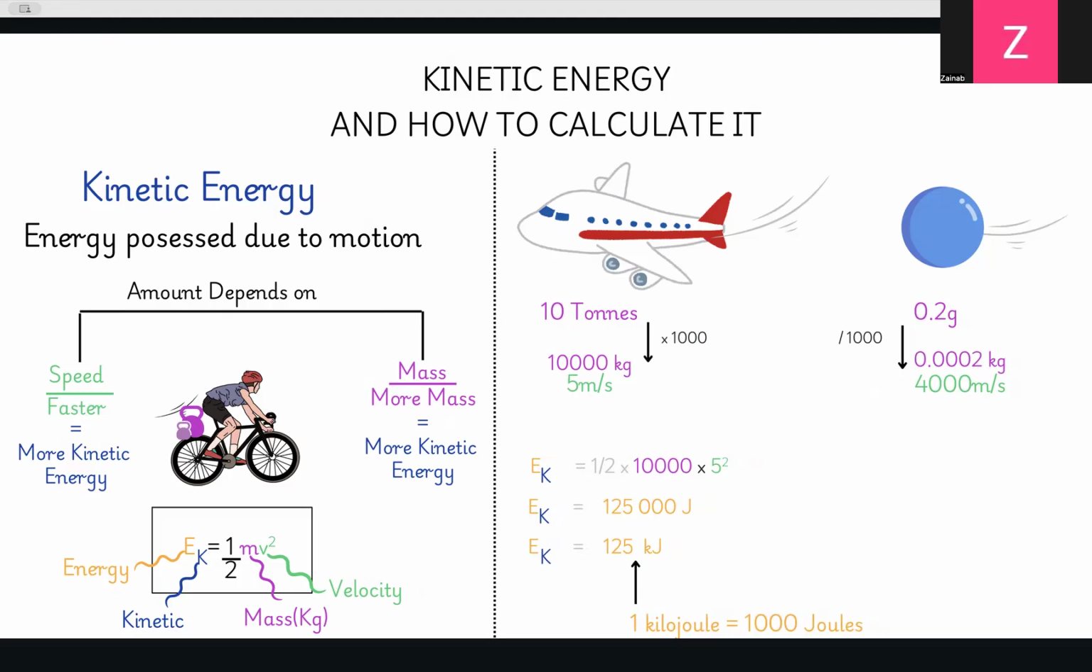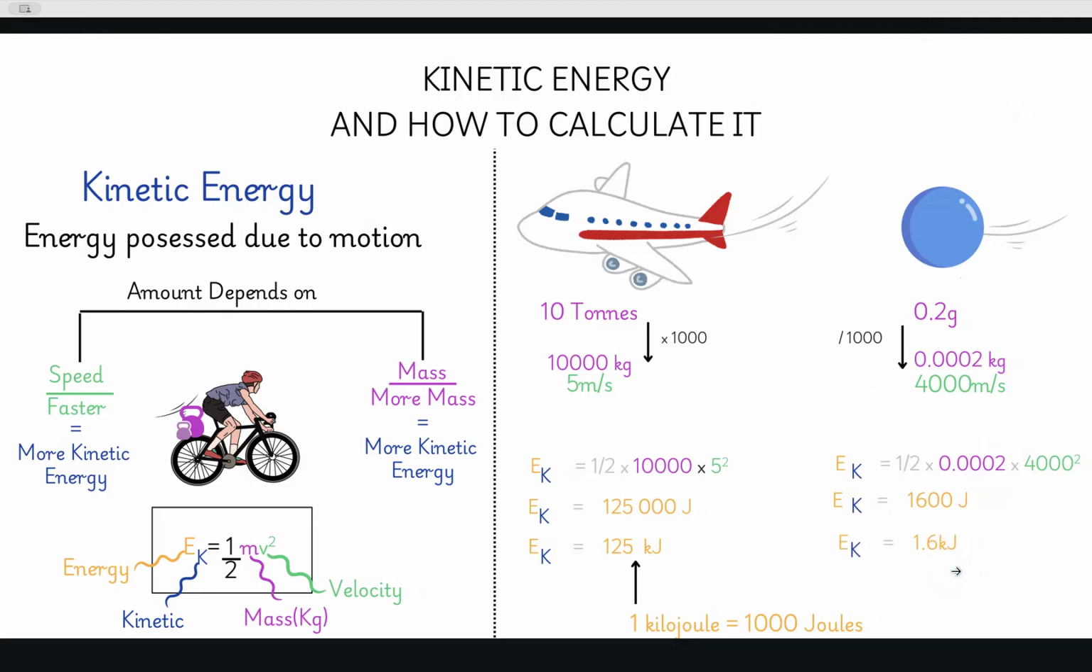So you do need to know your conversions for this. You know, how many kilograms in a ton, how many grams in a kilogram, how many joules in a kilojoule, and so on and so forth. We're going to do the exact same thing for the ball. So we're going to do a half times 0.0002 times 4,000 squared, which is 1,600 joules, and then that's 1.6 kilojoules.